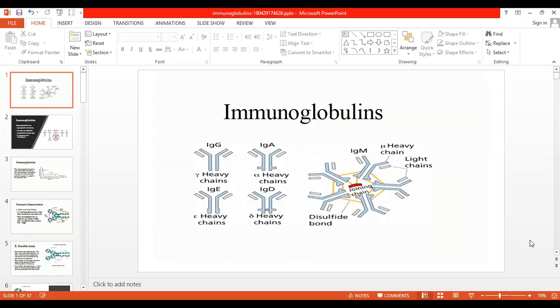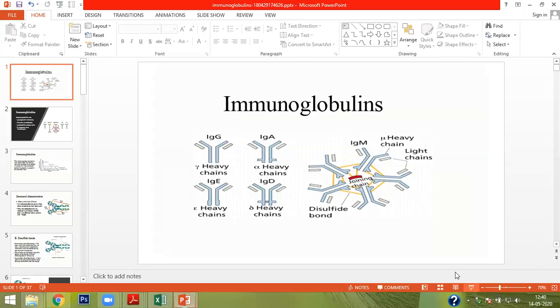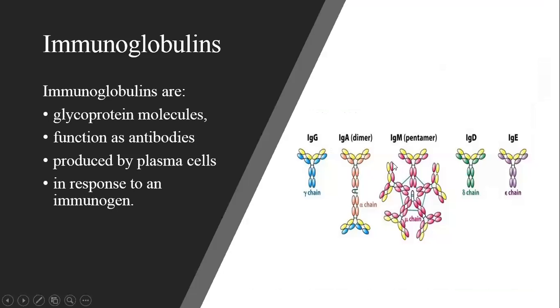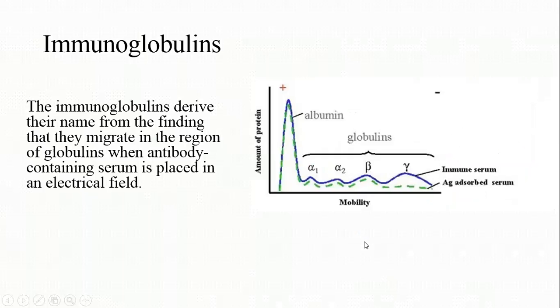Hello students, this is the class of immunoglobulins. So what are immunoglobulins? These are glycoprotein molecules. They function as antibodies and are produced by plasma cells in response to an immunogen or antigen. There are 5 classes of immunoglobulins: IgG, IgA, which is a dimer, IgM, which is a pentamer, IgD and IgE. IgD, IgE and IgG are monomeric in nature.